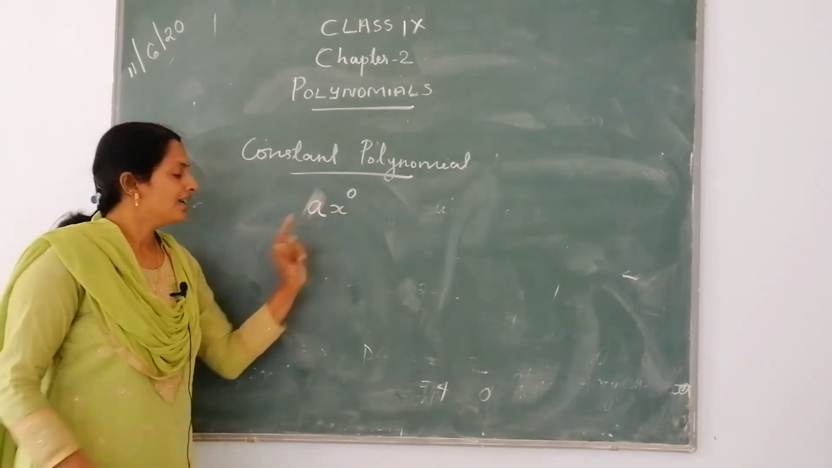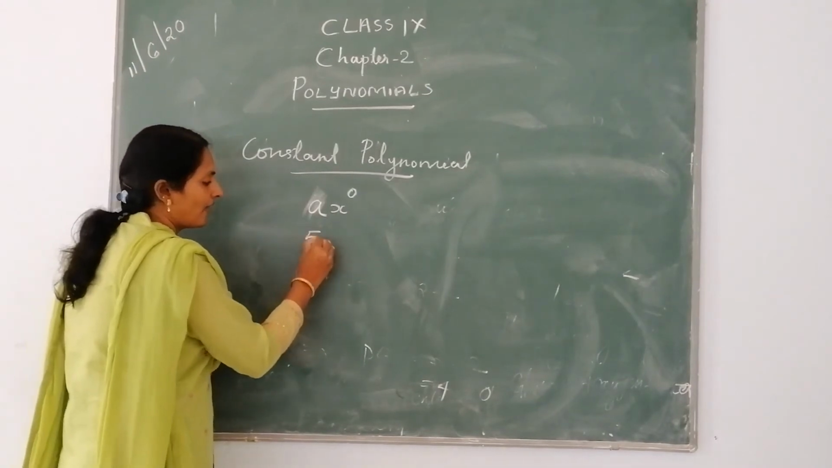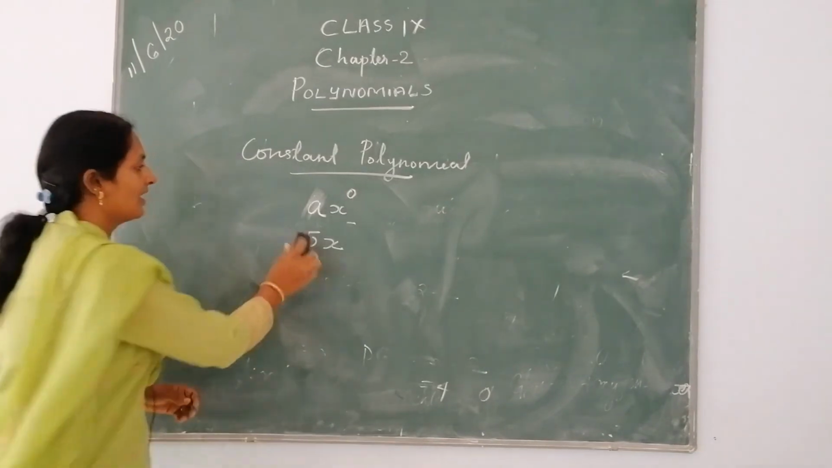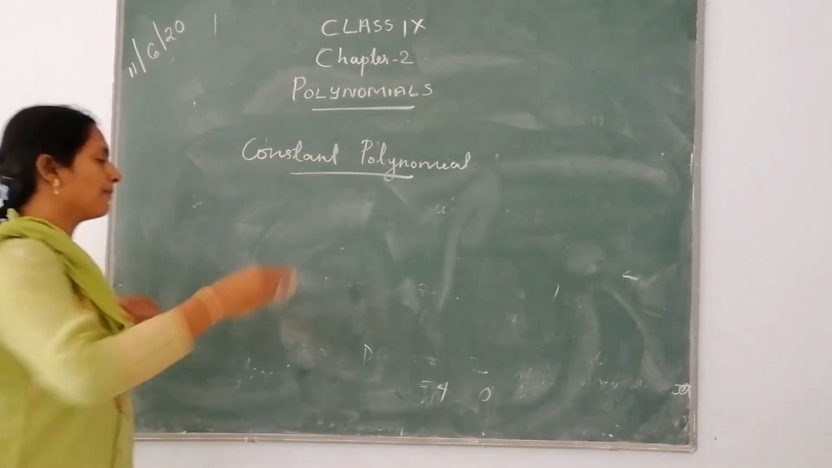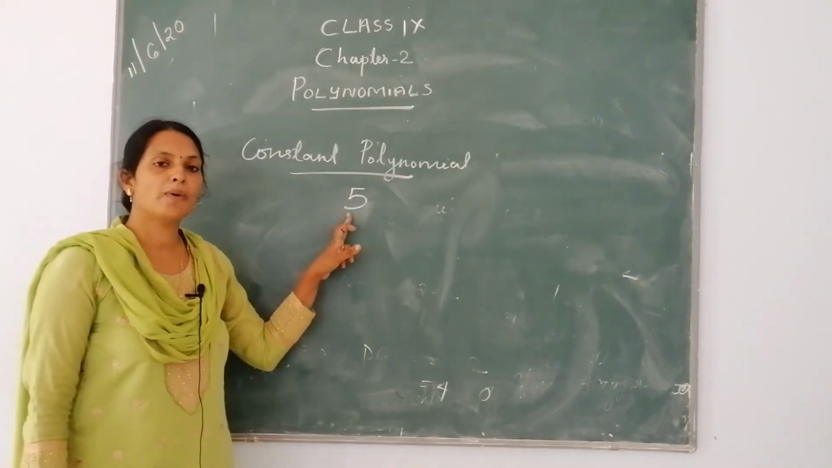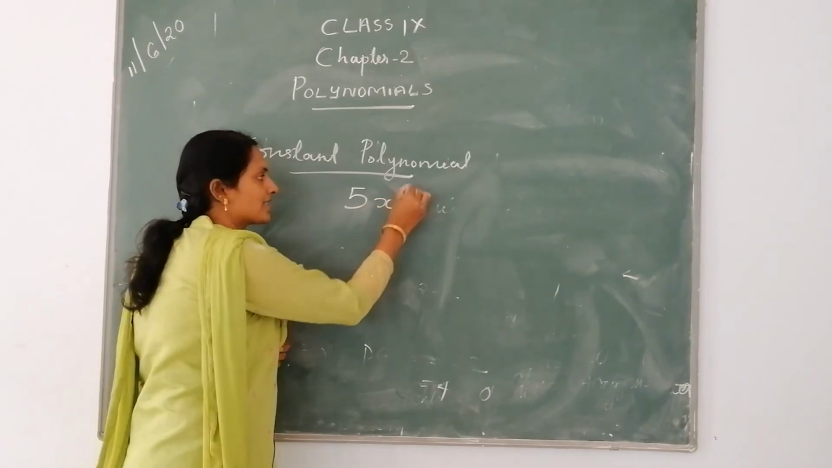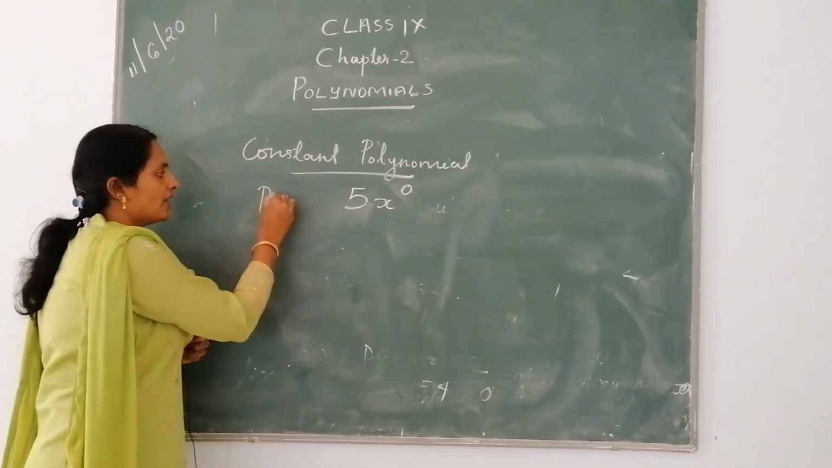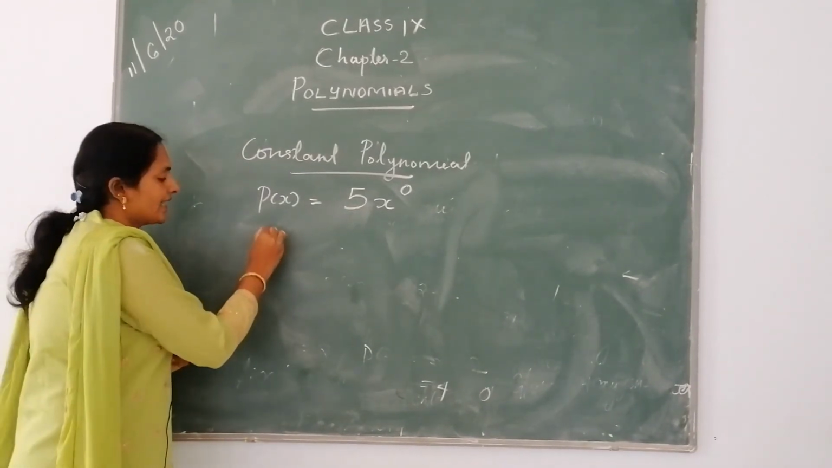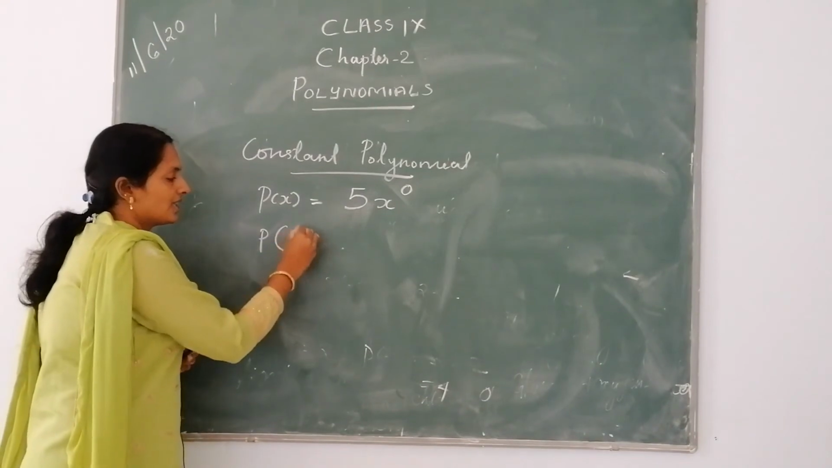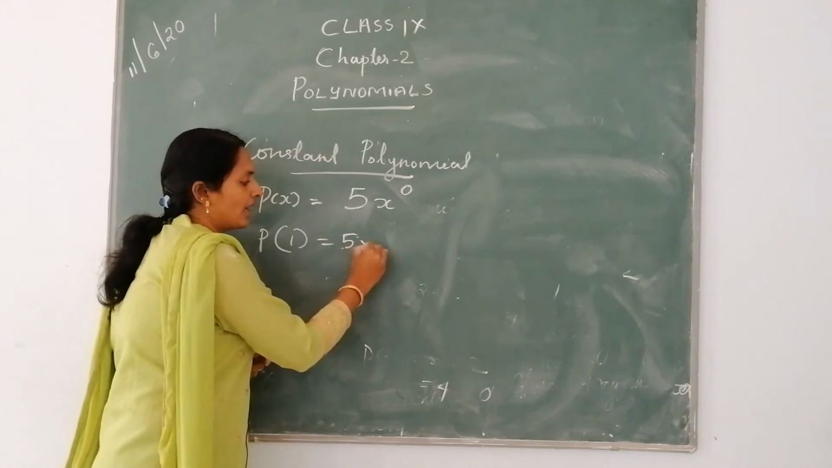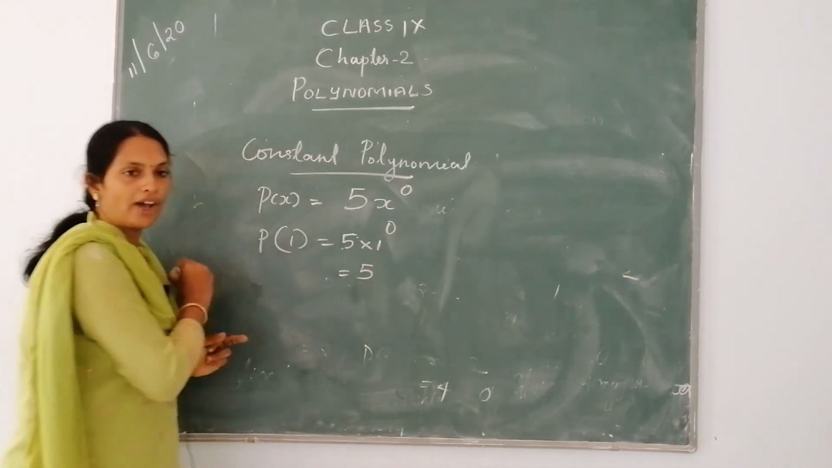We will consider an example. Take a constant polynomial 5. You know that the general form of a constant polynomial is ax raised to 0. That is P of x is equal to 5x raised to 0. We will replace any value for this x. As 1, we will get 5 into 1 raised to 0, that is equal to 5.